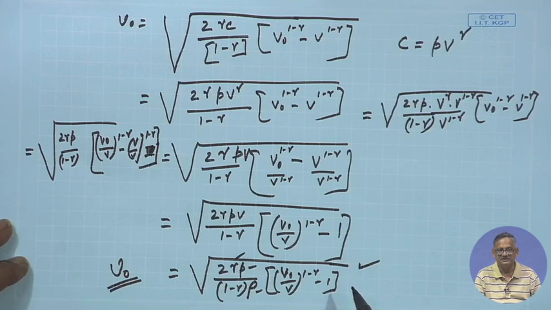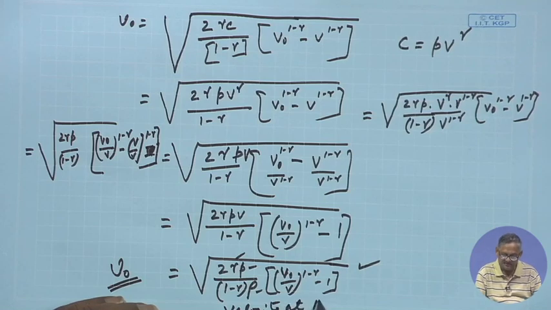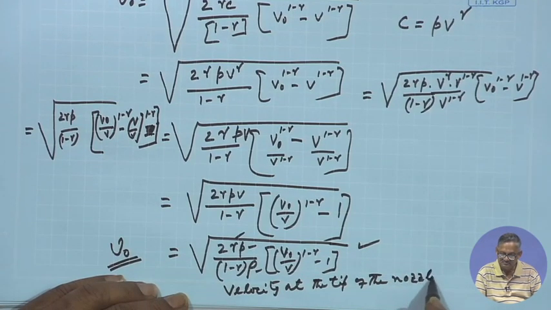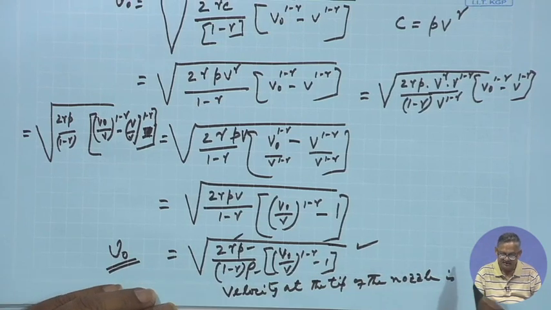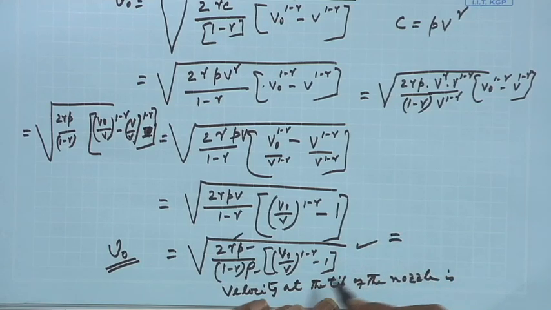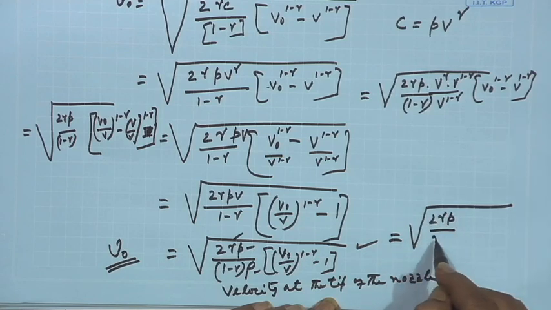So this is the velocity at the tip. So the velocity at the tip of the nozzle is this, right? Under root 2 gamma by 1 minus gamma into P by rho into V0 by V to the power 1 minus gamma minus 1, right? Now, of course, this all we can convert in terms of pressure also. This can be written as 2 gamma P over 1 minus gamma into rho, right?